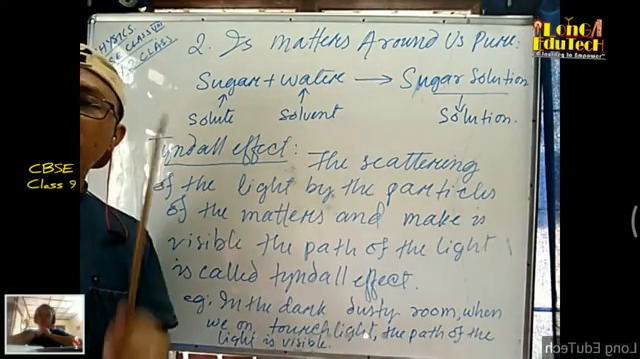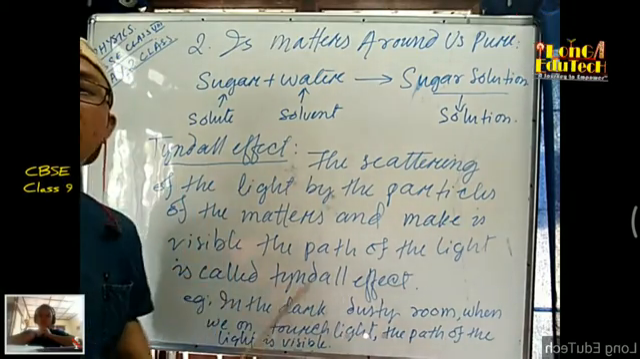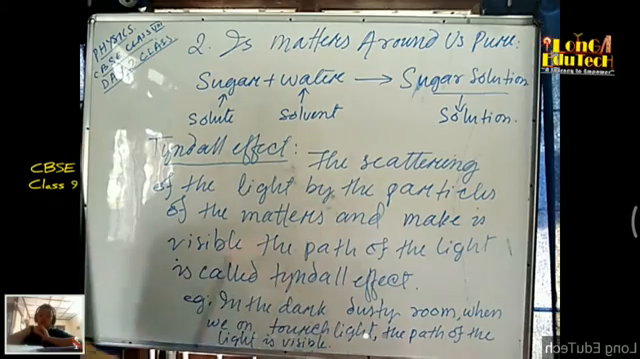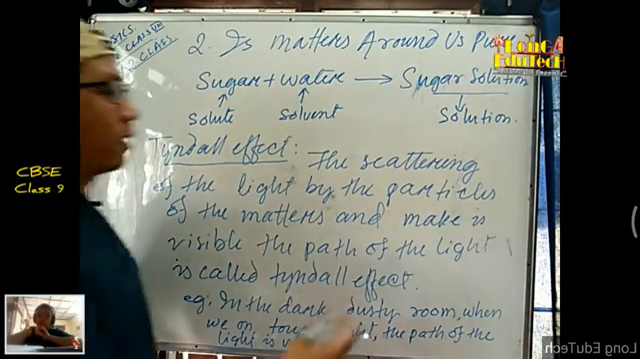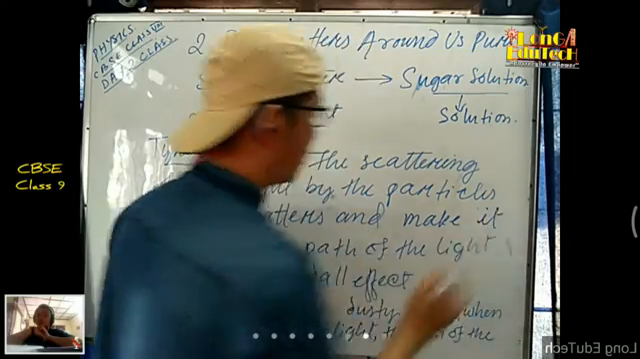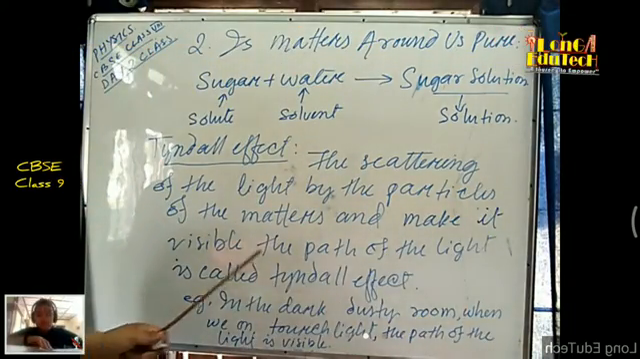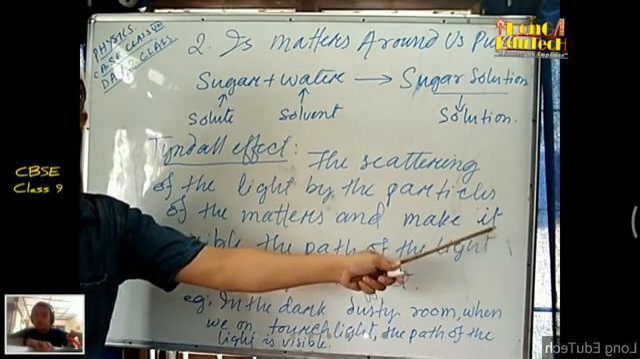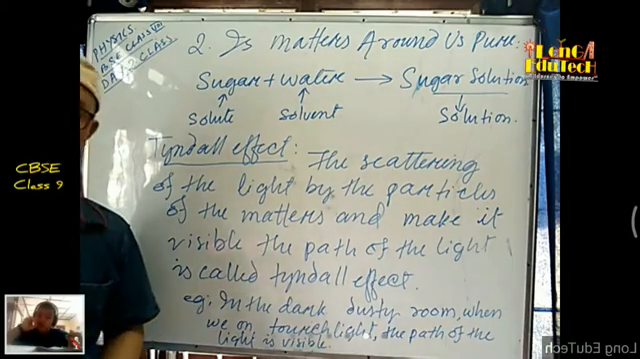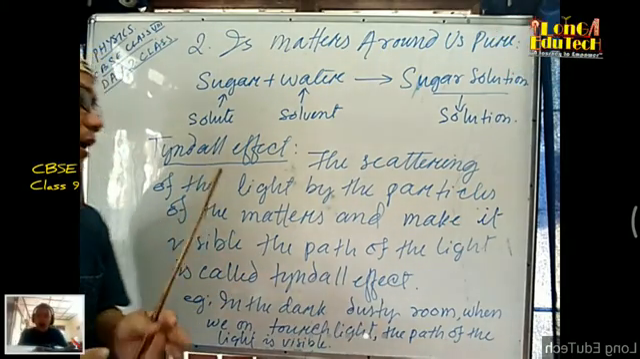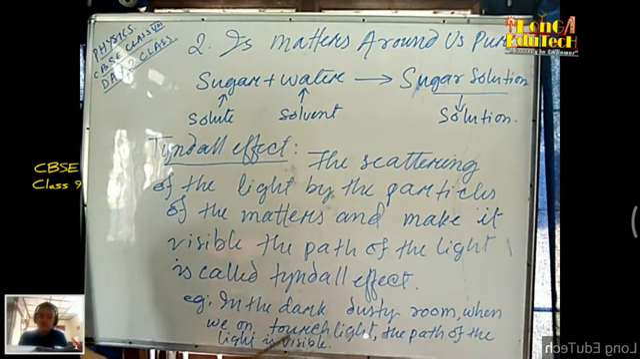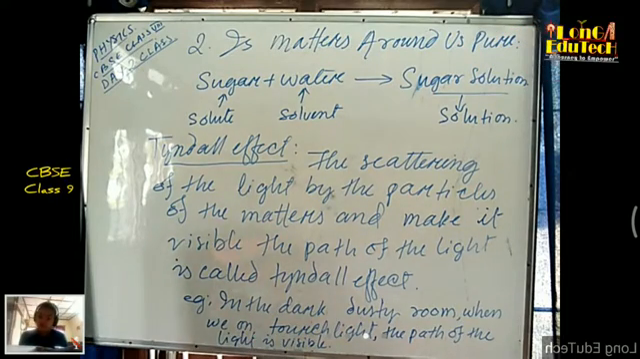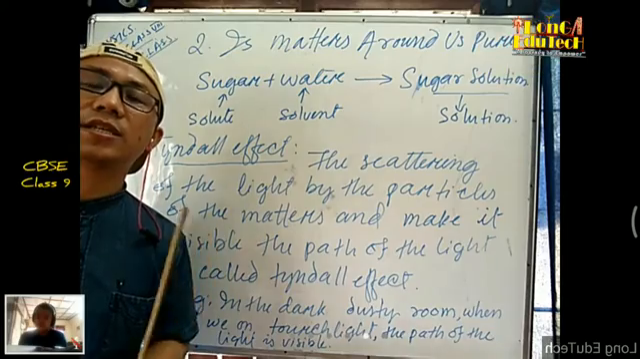That property is called the Tyndall effect: the scattering of light by the particles of matter, which makes the path of the light visible. This is a very simple example: in a dark dusty room, when we switch on the torch light, the path of the light is visible. So this is the Tyndall effect.